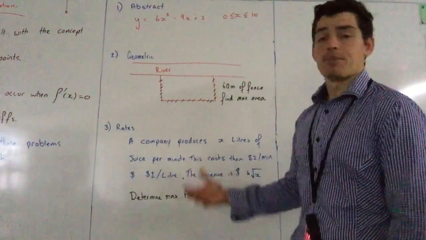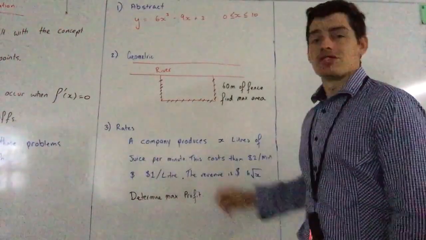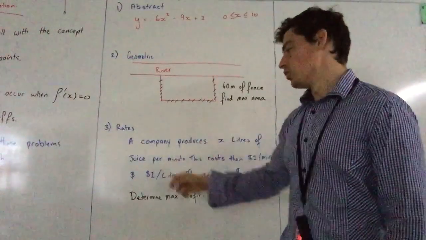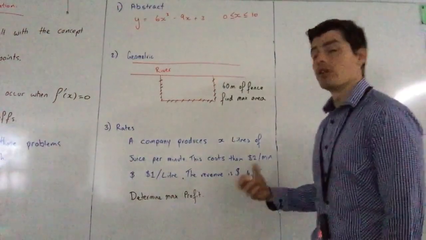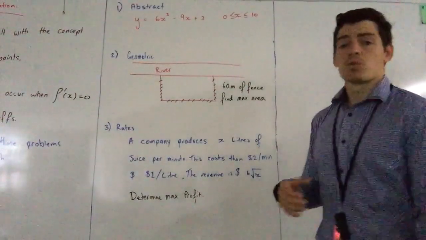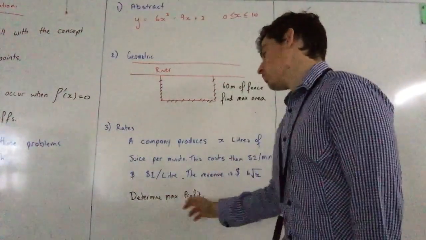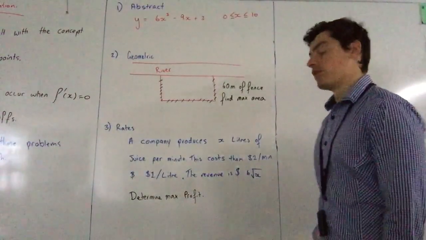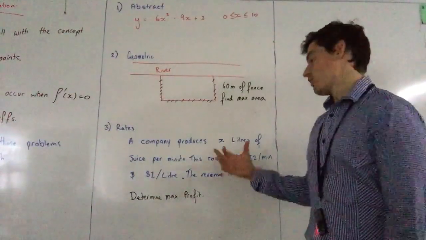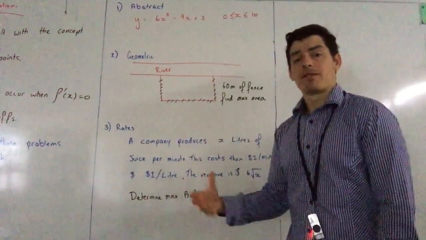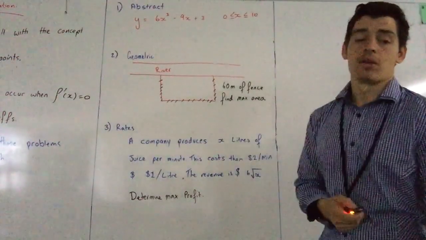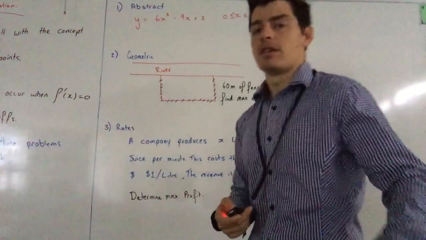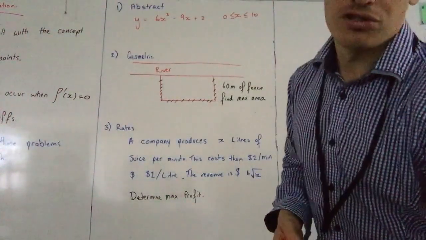Okay, an example of this would be a company produces some number, x litres, of juice per minute. This costs them $2 per minute and $1 per litre. The revenue is 6 times the square root of x. Determine the maximum profit. So we'd have to create a profit function, derive that profit function, let that equal 0, solve for x, and then find out what our max profit is. So what amount of juice they should be producing.